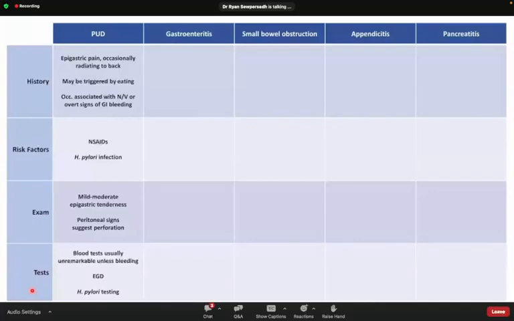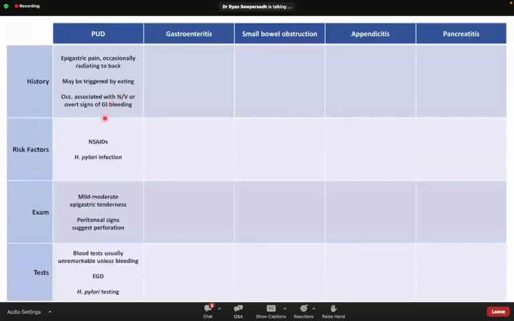Okay, now we're starting with right upper quadrant pain. First up, we're going to compare peptic ulcer disease versus gastroenteritis versus small bowel obstruction versus appendicitis versus pancreatitis. Those are our heavy hitters when it comes to the right upper quadrant. So in peptic ulcer disease, what can we say? The pain is epigastric. Occasionally, it radiates through to the back. It may be triggered by eating, and more eating.